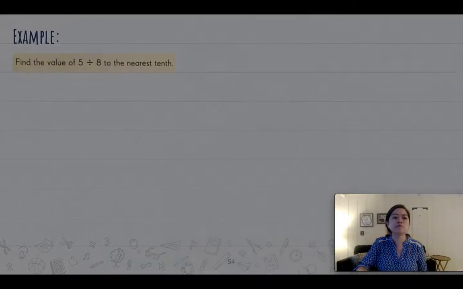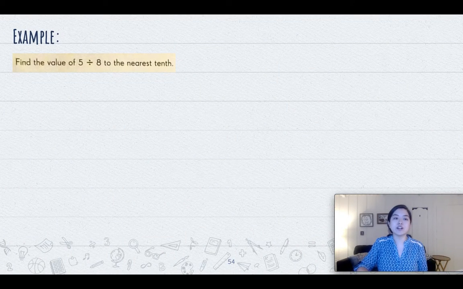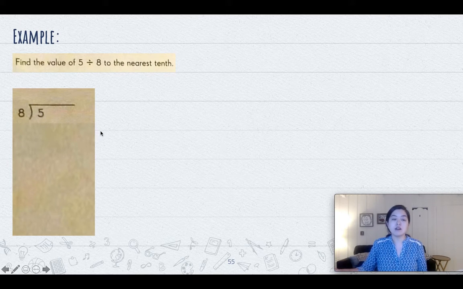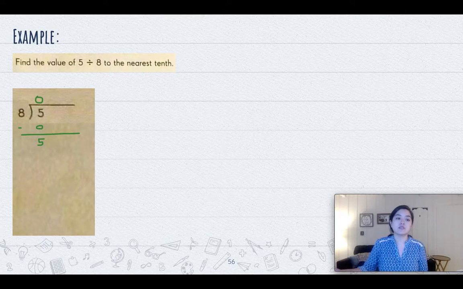Let's look at this example. We're going to find the value of 5 divided by 8 to the nearest 10th. So let's look here. Okay? So our long division looks like this. Okay? 5 divided by 8. Okay? And so I see that, wait a minute. Okay? Well, if I want to do this, what number can get close to 5 without going over?